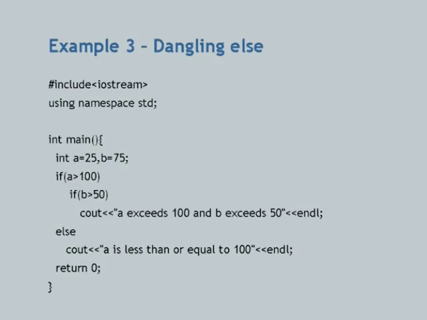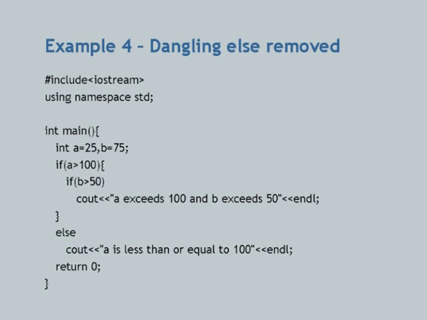If I meant this else to be paired to this if, then I will have to write something like this. If A greater than 100, then if B greater than 50, cout this, and now look at this brace. This brace is matched with this brace. That means this entire thing is a single block of this if condition. If this condition is true, do all of this. If this condition is not true, come out of this brace and do this else. Now this else is paired with this if, and when this if statement ends here, the compiler concludes that this particular if has no associated else clause because there is an end of block here.